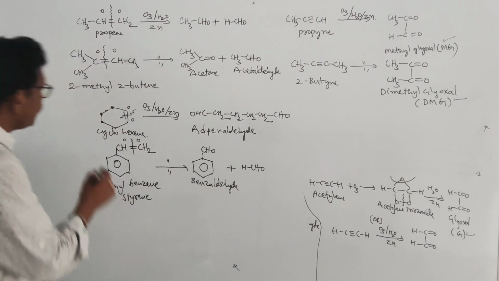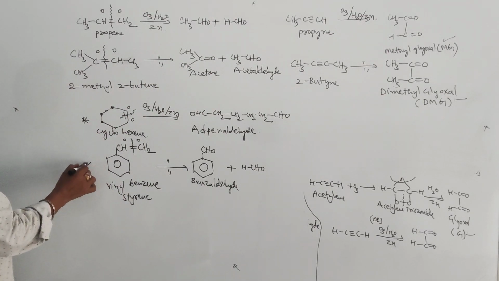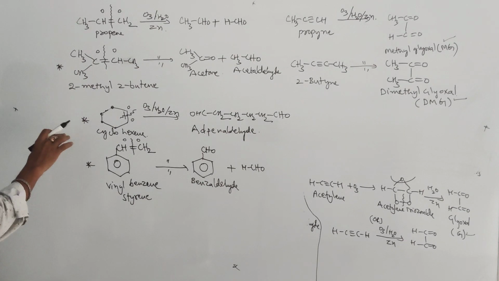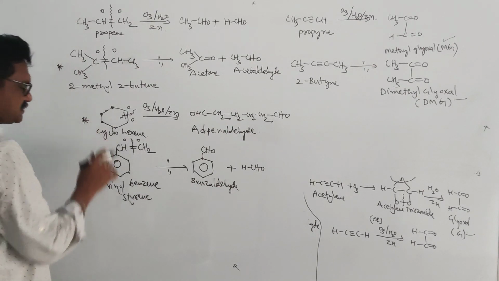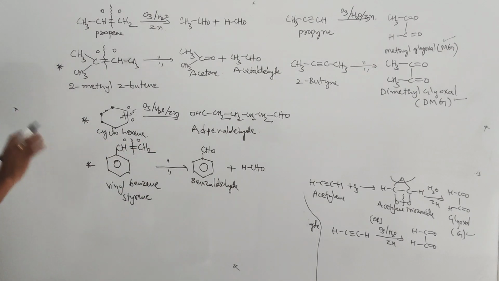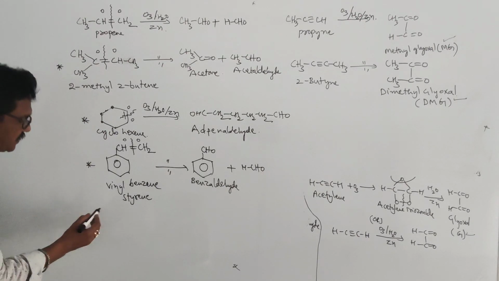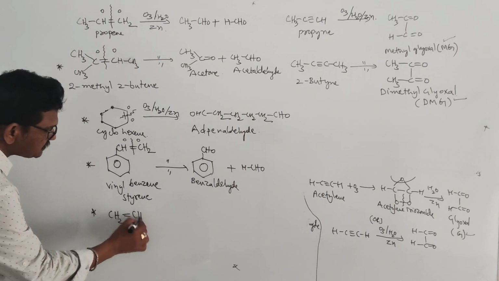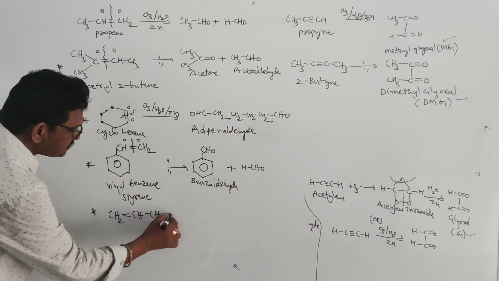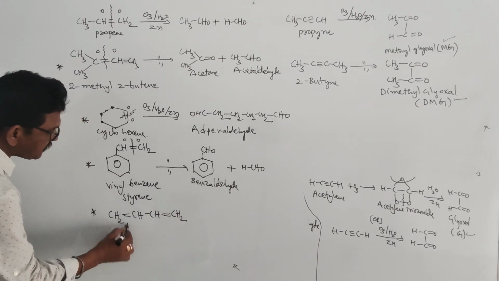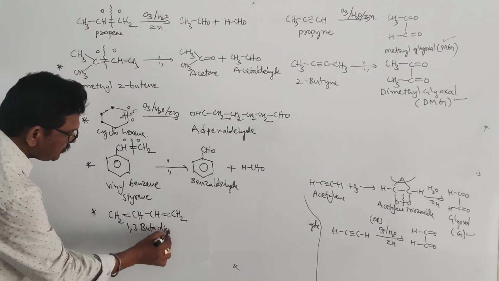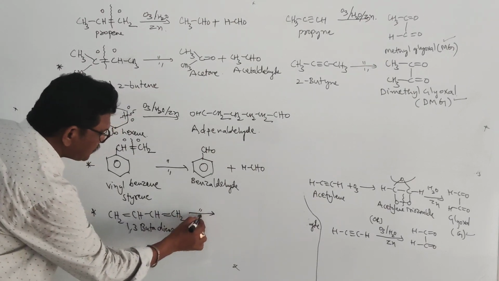In the same way, all these are very important reactions, students. All these examples that I marked with a star are very important. There is a chance they will come in entrance exams. I write one more important example in ozonolysis: CH2=CH-CH=CH2. This is 1,3-butadiene. 1,3-butadiene on ozonolysis, what happens?